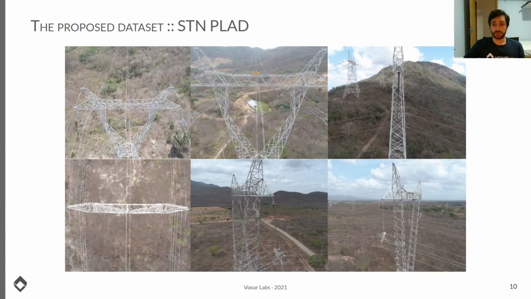So there are some sample photos here from our dataset. These are very high resolution images, greater than 4K resolution. As you can see, there is much information in each of those images regarding many power line assets in each of them.